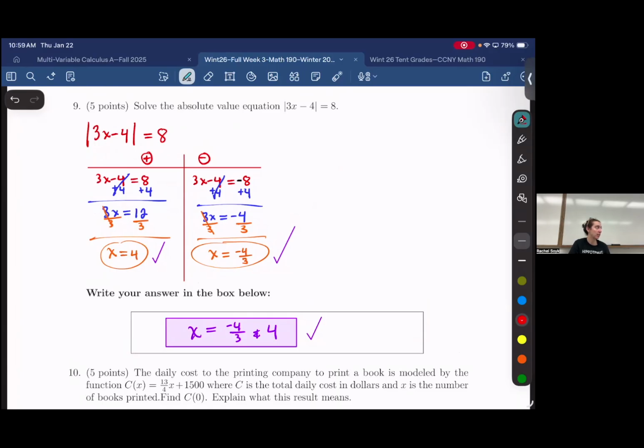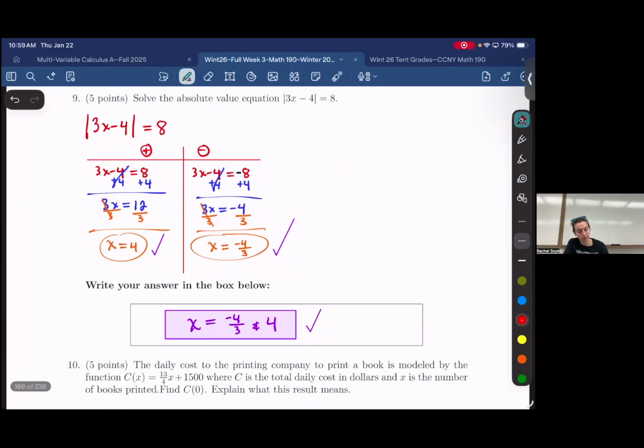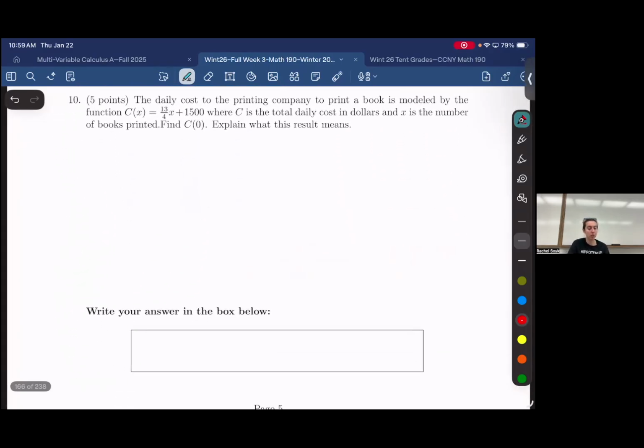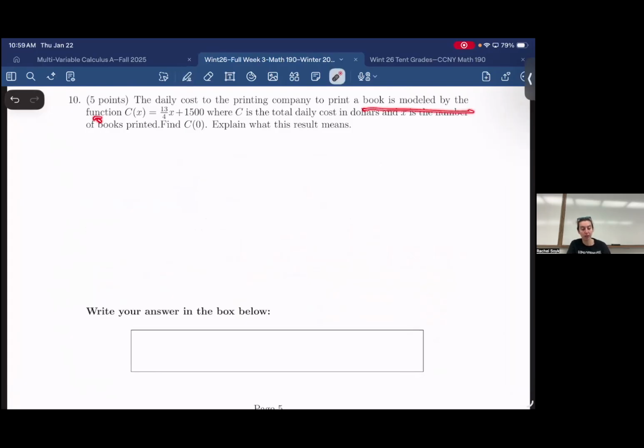Question 10 is an applicable problem, real life situation. We have the daily cost to the printing company to print a book is modeled by the function c of x is equal to 13 over 4x plus 1500, where c is the total daily cost in dollars and x is the number of books printed. We want to find c of 0 and explain what this result means.